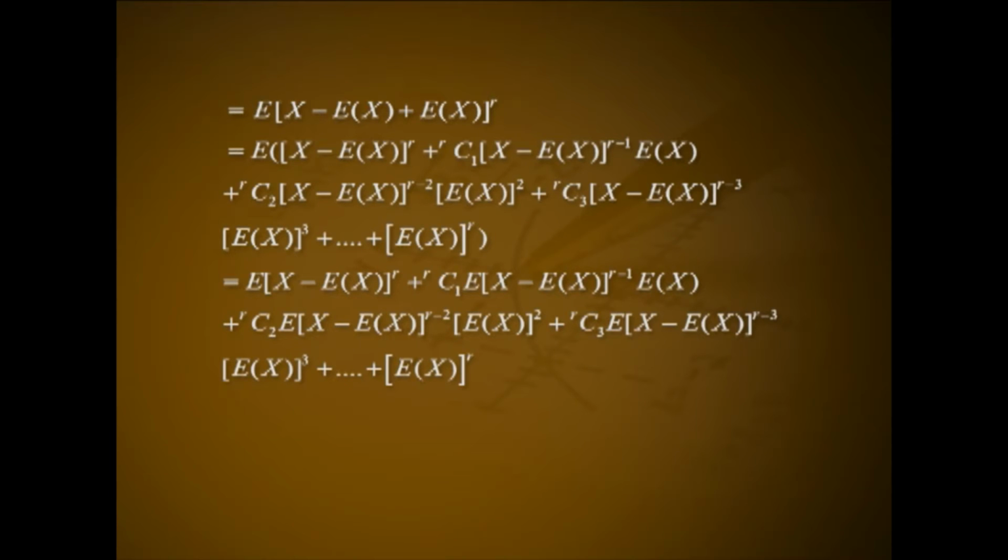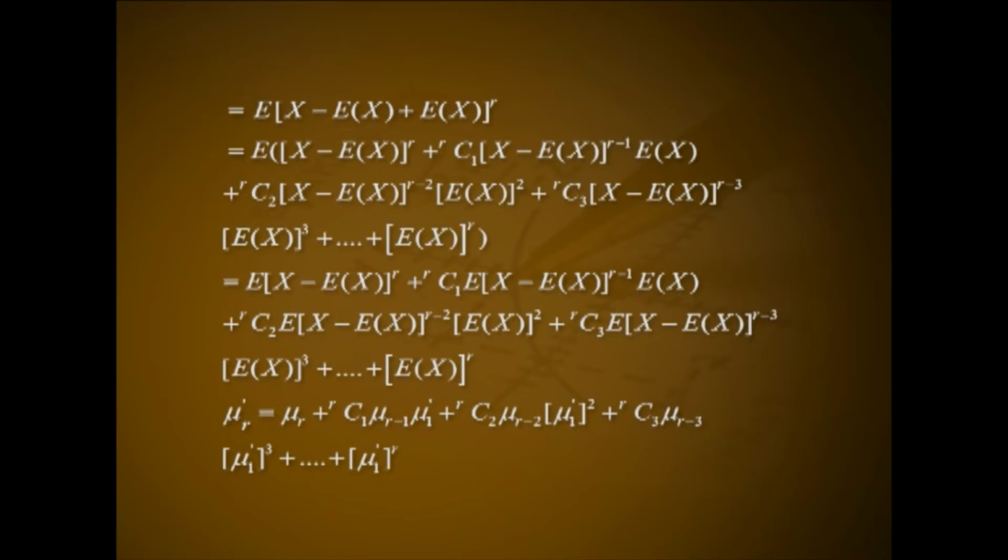That is equal to expectation of (x minus E of x) raised to r plus rC1 into expectation of (x minus E of x) raised to r minus 1 into expectation of x plus rC2 expectation of (x minus E of x) raised to r minus 2 into (expectation of x) the whole square plus rC3 expectation of (x minus E of x) raised to r minus 3 into (expectation of x) the whole cube plus etc. plus (expectation of x) the whole raised to r.